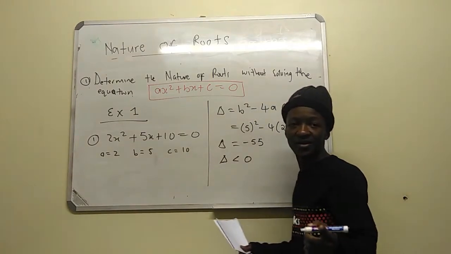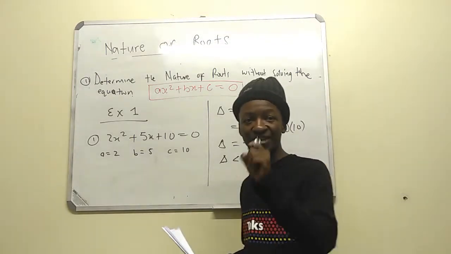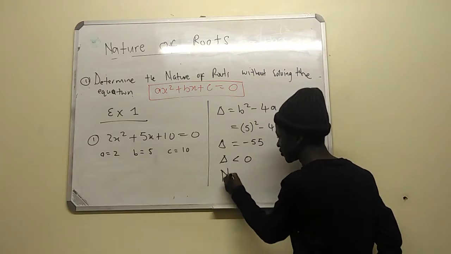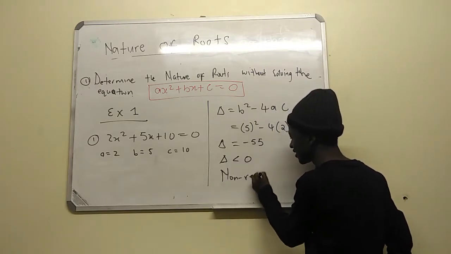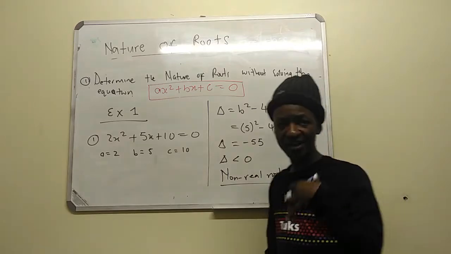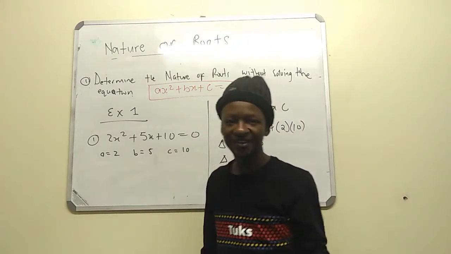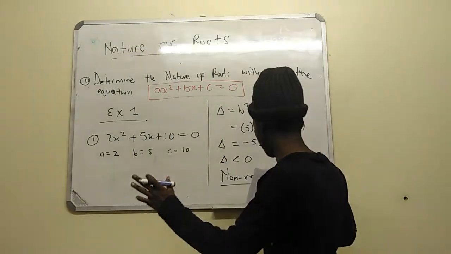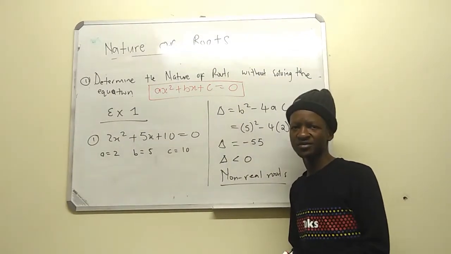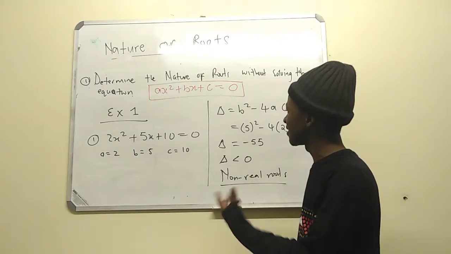Then you go to your table. When delta is less than 0, the table tells you the roots are non-real roots. I told you that when they are non-real roots, we cannot go any further. So when delta is less than 0, they are just non-real roots. That's example number 1.